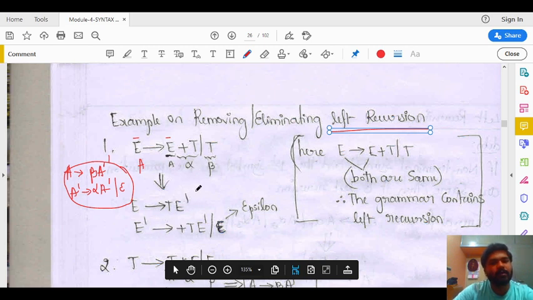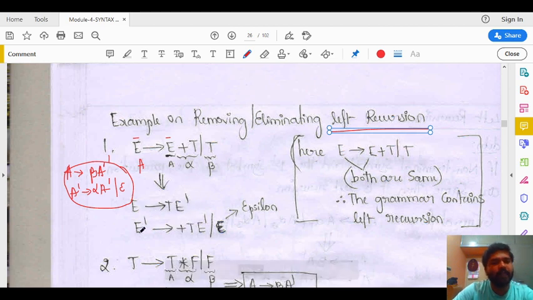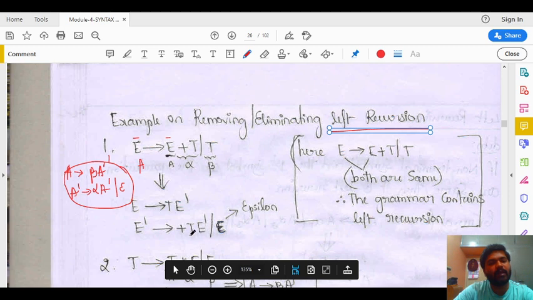Alright. So the next case is E tends to beta E dash, and E dash tends to alpha E dash. So what is alpha? Plus T, so plus T E dash, followed by epsilon.